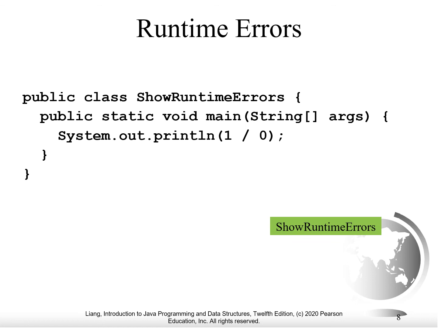Runtime errors are a bit more challenging. With runtime errors, the program compiles fine and begins to run, but terminates abnormally. Runtime errors can be caused by input errors, division by zero, or some other operation that is impossible to carry out.